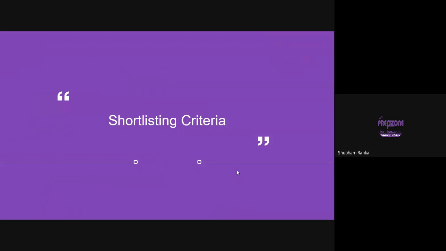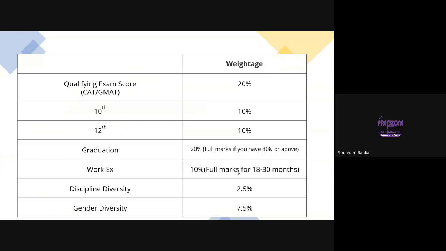They have clearly mentioned their shortlisting criteria. And I would say that this program is not going to shortlist you on the basis of the CAT score alone, and they are also accepting the GMAT score. So here is the shortlisting criteria. They are accepting CAT and GMAT both, and the weightage of both is just 20%.